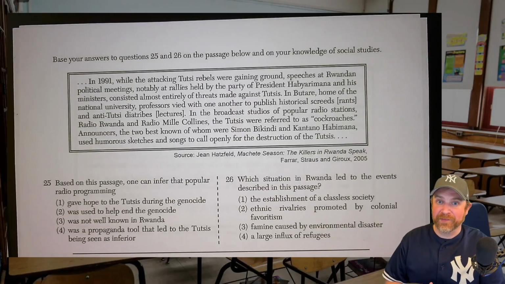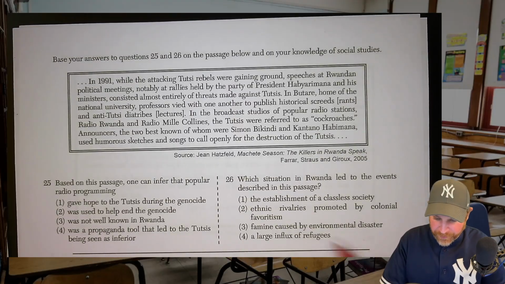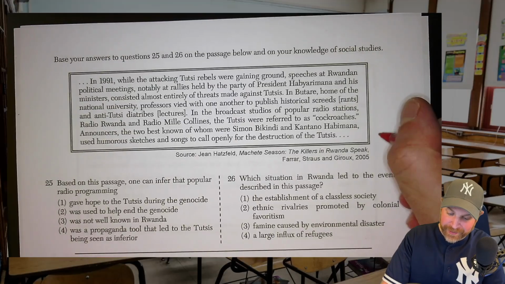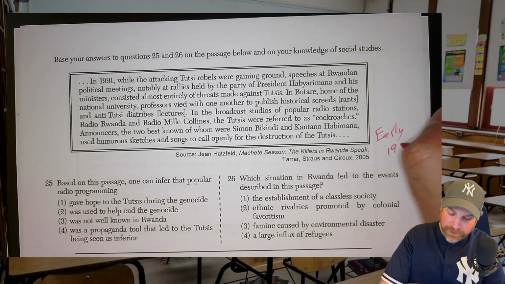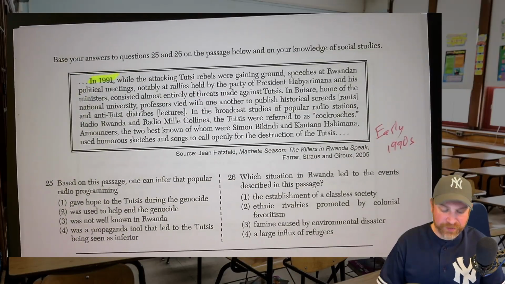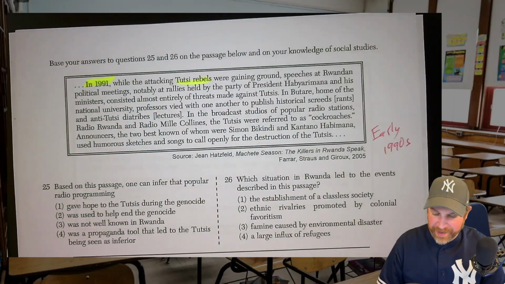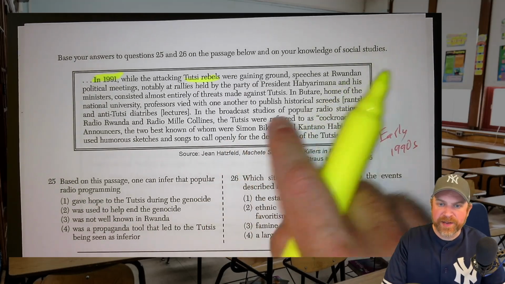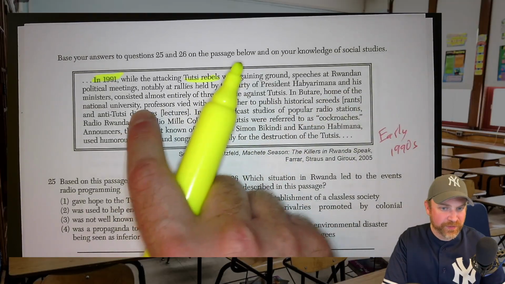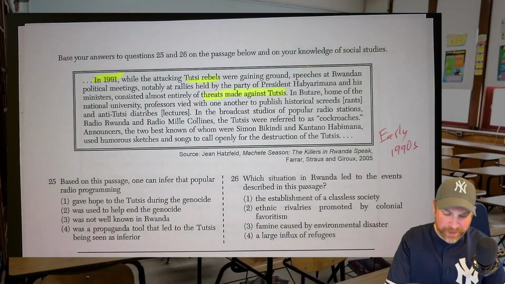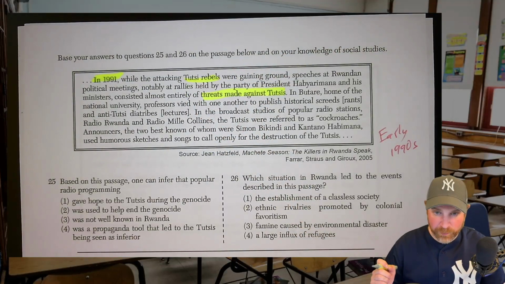Let's look at questions 25 and 26, which are based on a source called The Killers in Rwanda, and it's published in 2005. Okay, so I'm thinking probably this is about the genocide that happened in Rwanda in the early 1990s, which we talked a little bit about before, but let's talk about it again. In 1991, while the attacking Tutsi rebels were gaining ground, speeches at Rwandan political meetings, notably at rallies held by the party of President Habyarimana and his ministers, consisted almost entirely of threats made against Tutsis. Okay, so we're talking about threats against the Tutsis in Rwanda in 1991.